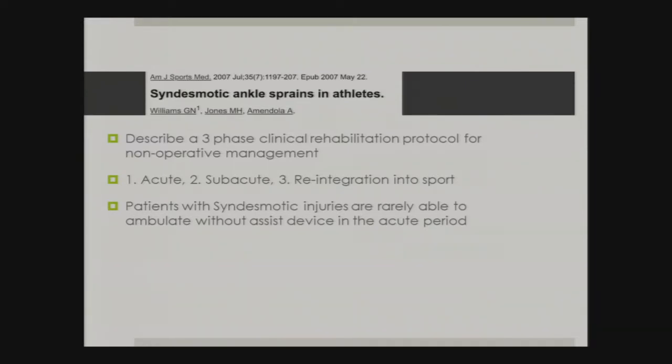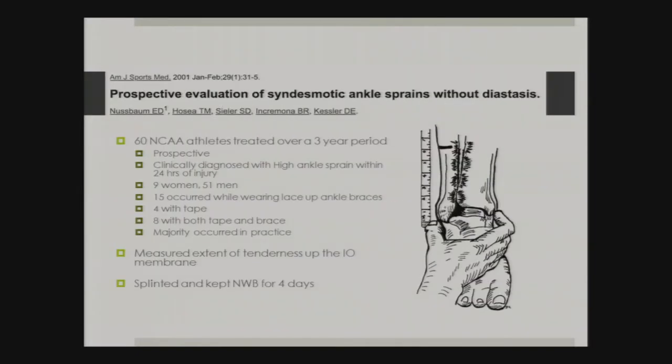One of the studies that I looked at, done in 2007, described a 3-phase clinical rehabilitation protocol for non-operative management. They sectioned it into acute, subacute, and then a reintegration into sport. And they did note in this study that the patients were rarely able to ambulate, and so they kept them non-weight bearing for the acute phase. And I'll go into a little bit more detail of their protocol here in a second with this next study.